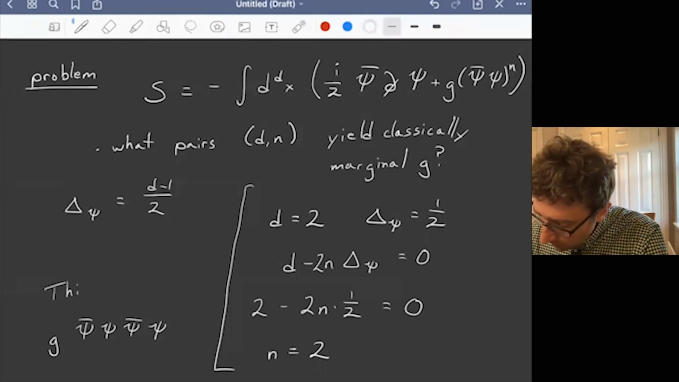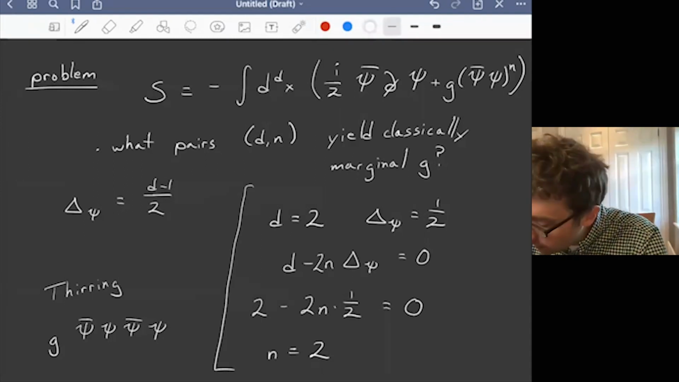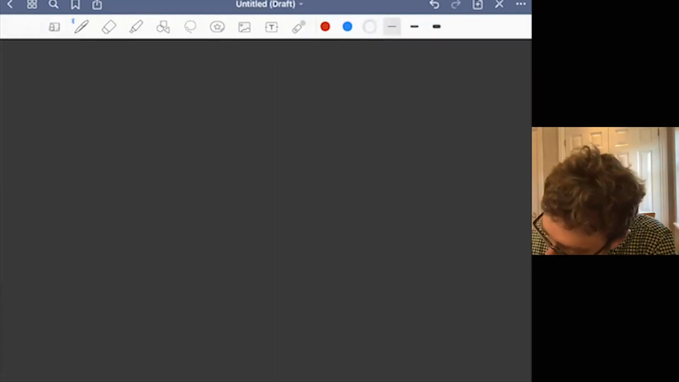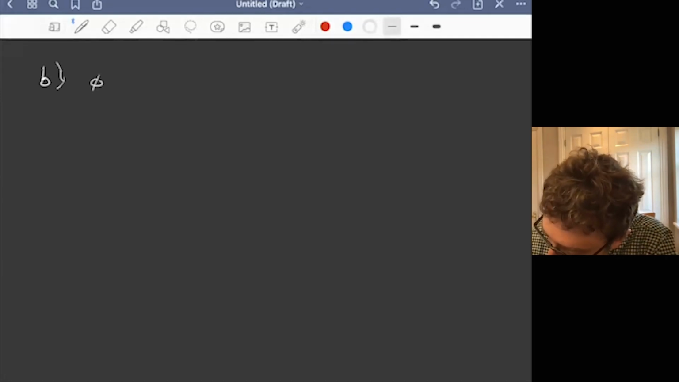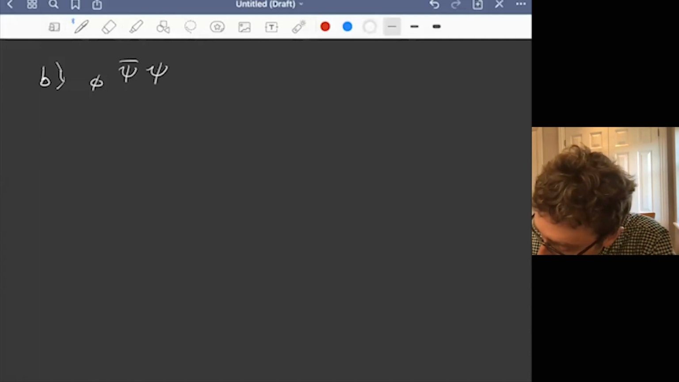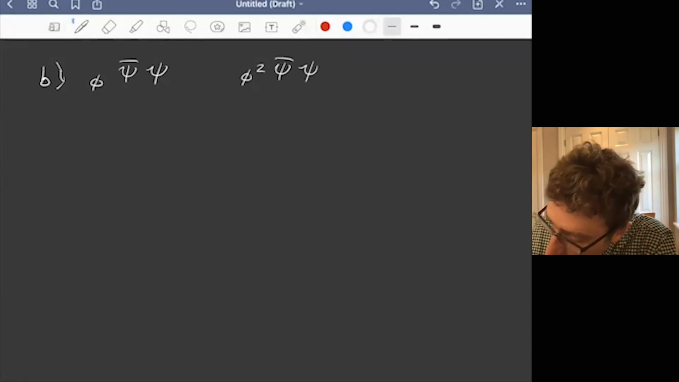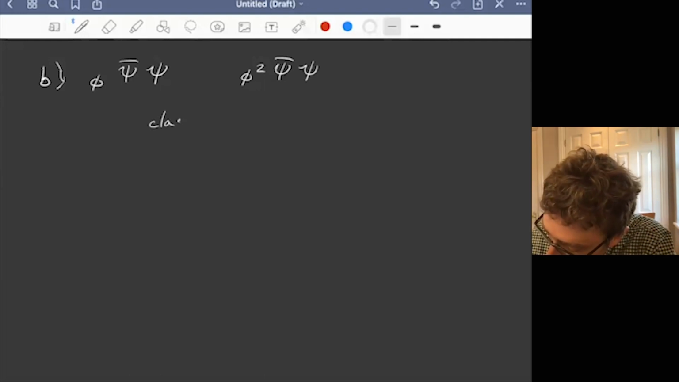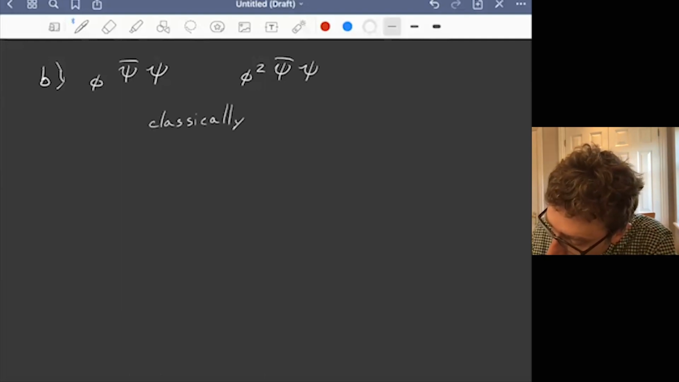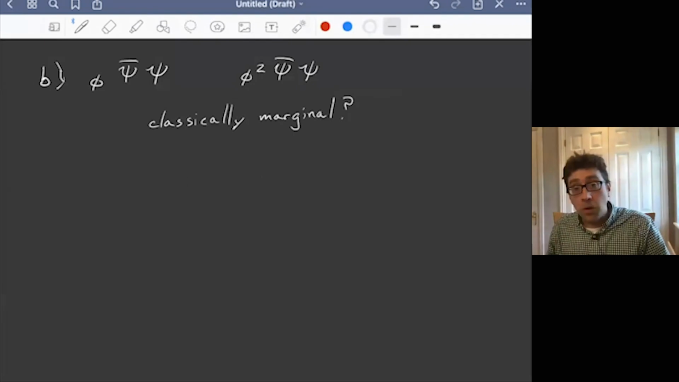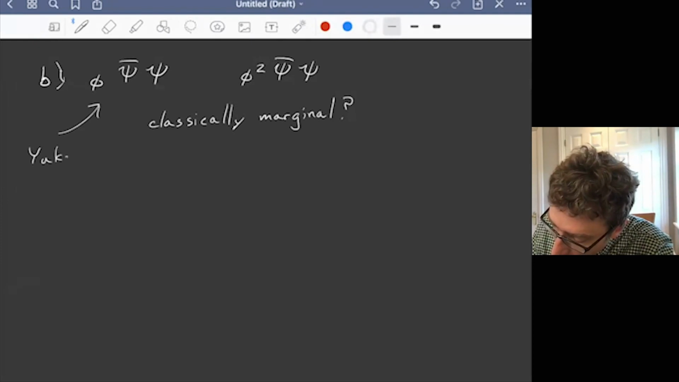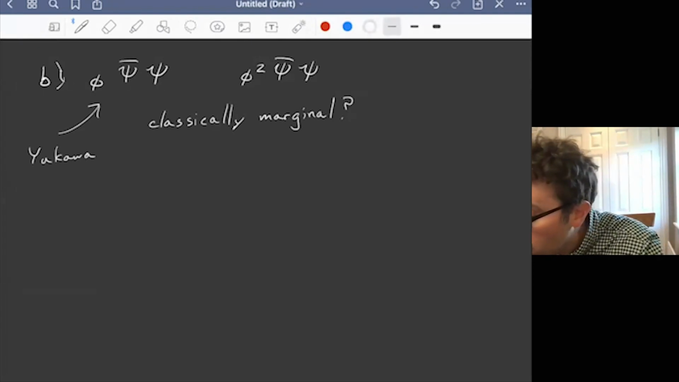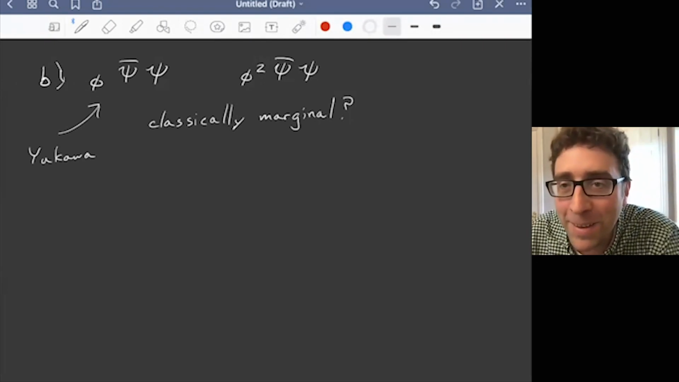So there were some other parts to this problem in my notes, which I'll just emphasize. This is part B of the problem. You can ask, if I add, say, an interaction between a scalar and a fermion, phi squared and psi bar psi, when are these classically marginal? In what dimension? And I'll let you work those out as well. So this example, I believe, has a name as well. This is called the Yukawa theory. All right, so that I'll let you do on your own.